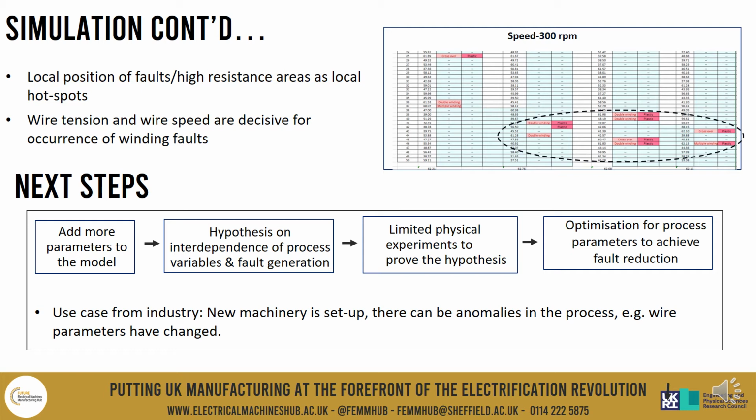The next steps in simulation would be to add more parameters to the model, suggest a hypothesis on interdependence of process variables and fault generations. We aim to do limited physical experiments. And then finally, we'll look at optimization for process parameters to achieve fault reduction. This model is useful for winding processes in industry where a new machinery is being set up and there can be anomalies in the process.